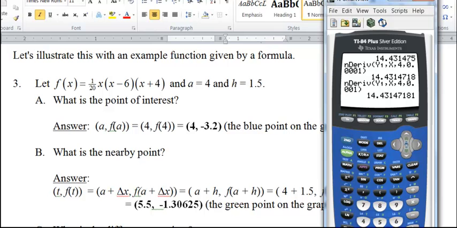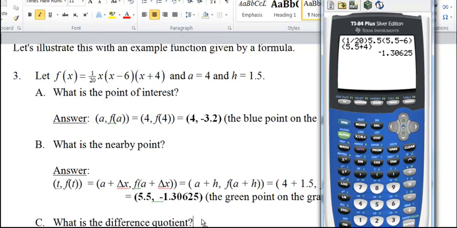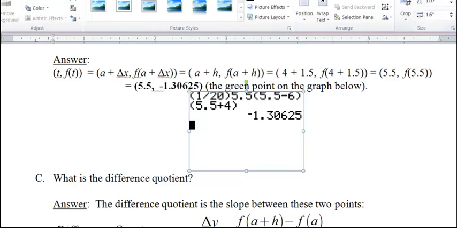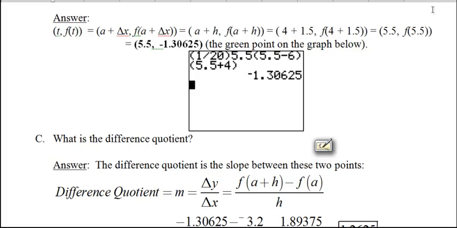In fact, let me just work that out on a calculator, just so you can see that. 1 over 20 times x is 5.5, times 5.5 minus 6, times 5.5 plus 4, and we get, there's the value that we got. So I can actually put that right in there, and there is the calculation there.